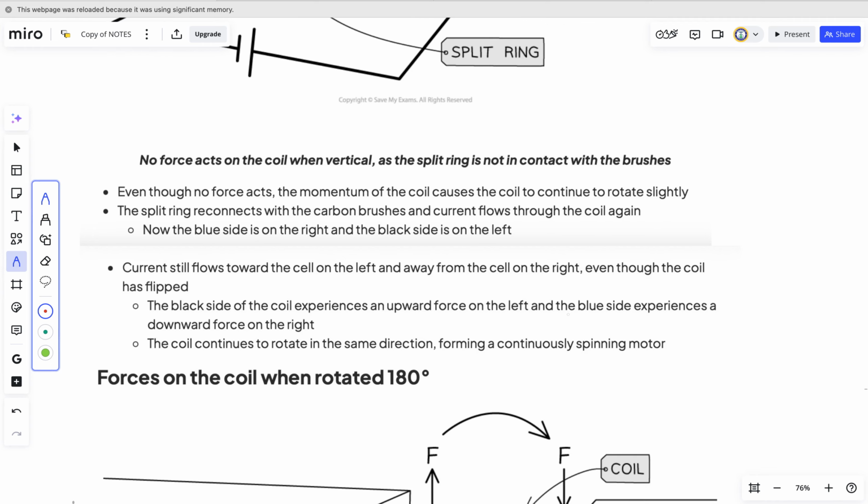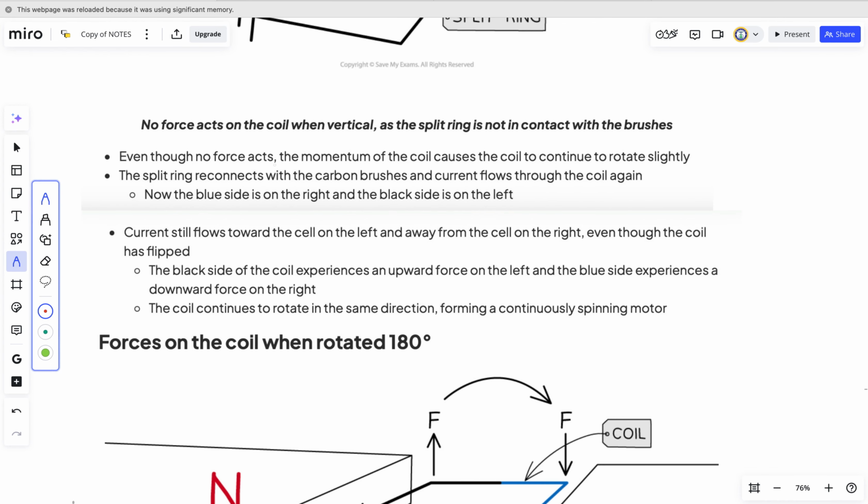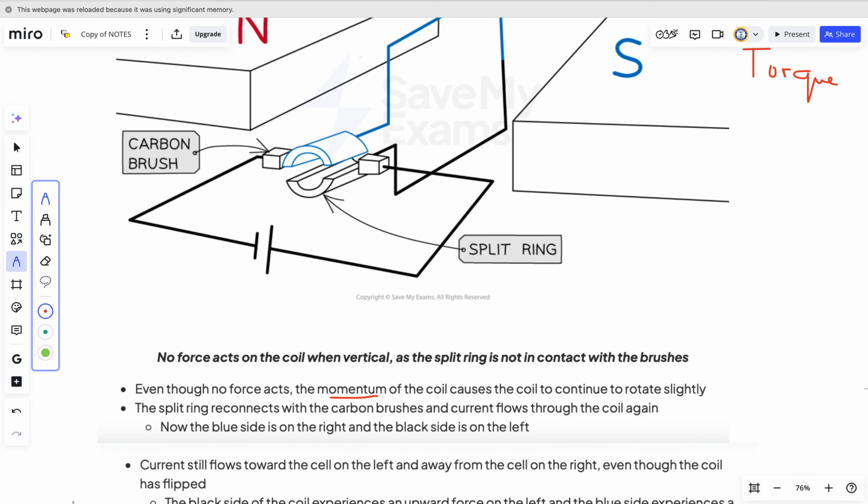Okay? Now, this is what is explained here. Even though no force acts, the momentum of the coil, the momentum, that's the torque. The momentum is the torque. So you may use the word torque or you use the word momentum. The momentum of the coil causes the coil to continue to rotate slightly. But it's not a strong one. It's not like you're pedaling. It's just like you stop pedaling, the momentum will still keep going. The bicycle will still keep running, but not as fast as when you are pedaling. So it will keep going slightly so that it can pass that phase, so that it will rotate to pass it and put the rectangular coil back in the horizontal orientation.